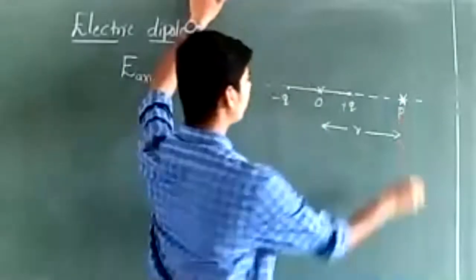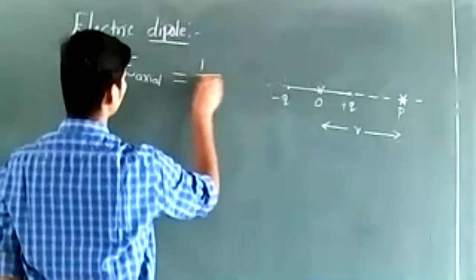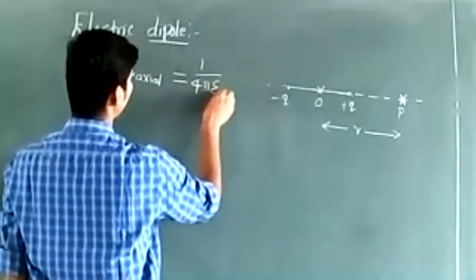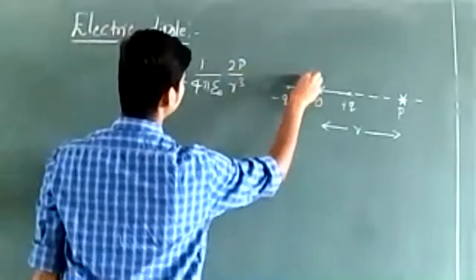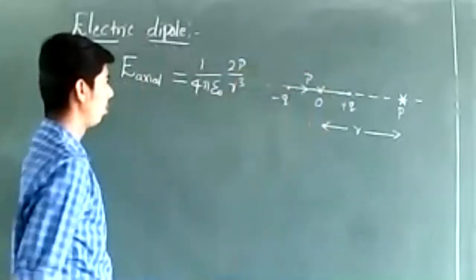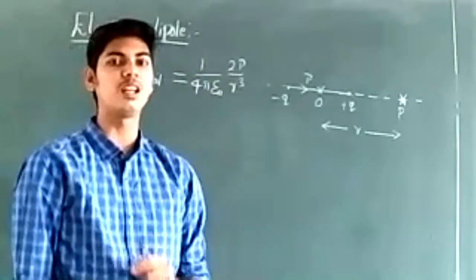Right? At this point, the electric field is E axial is equal to 1 by 4 pi epsilon naught 2p divided by r square, where p is electric dipole moment of this dipole. This is electric field at a point on the axial line of a dipole.